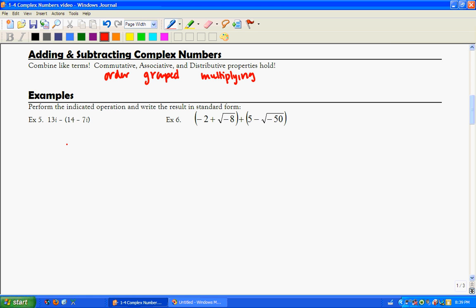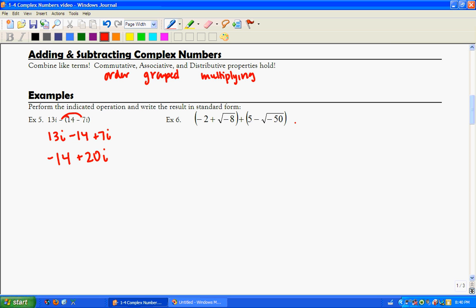So for example 5, we can distribute this negative sign or -1 to both of those, giving us 13i minus 14 plus 7i. And then you want to combine your like terms, and again if we're going for standard form, write your real part first, so -14 plus 20i.